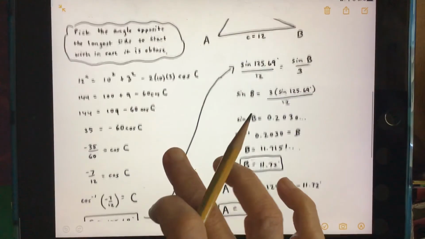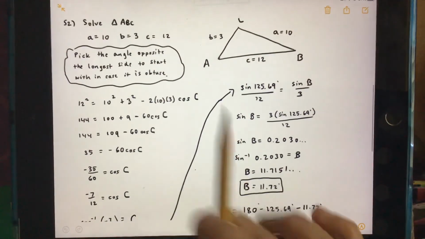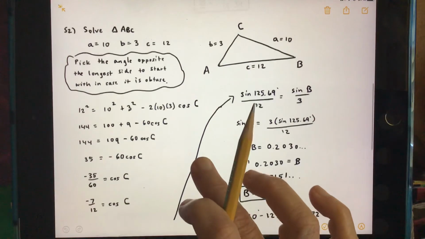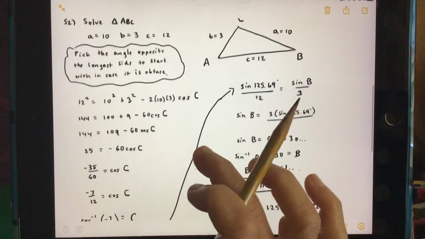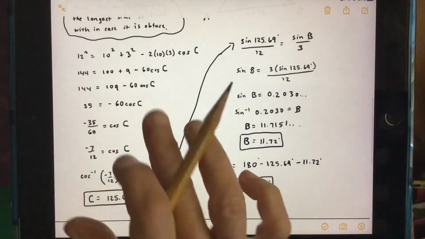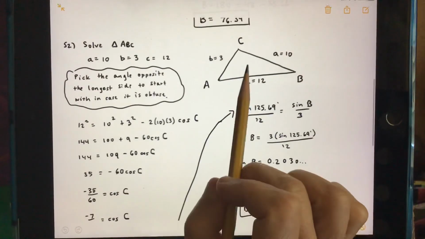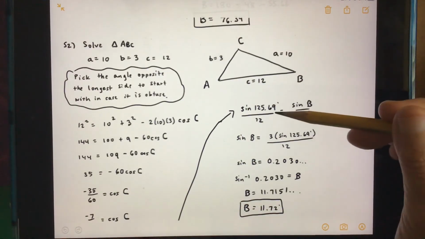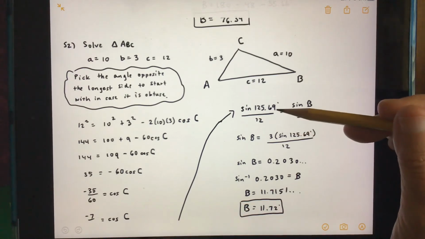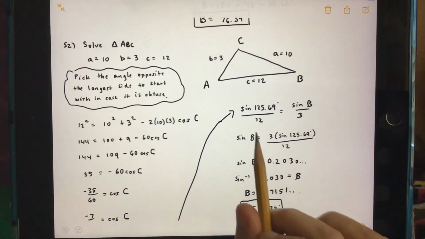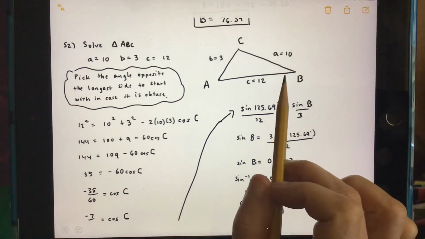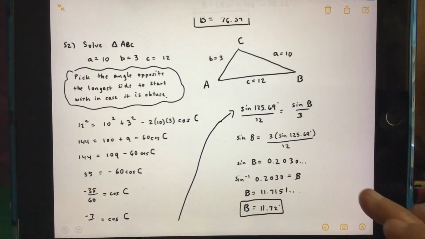Now, again, I could continue using the law of cosines to find my other angles, but I'm going to choose to use the law of sines because it's simpler at this point, and I can. So I know my angle C. Angle C here is 125.69 degrees. So I'm going to do sine of C over c. That's sine of 125.69 degrees over 12 for c. And that's equal to sine of B, and I don't know that one yet, over 3.